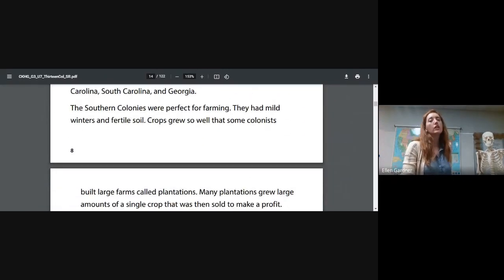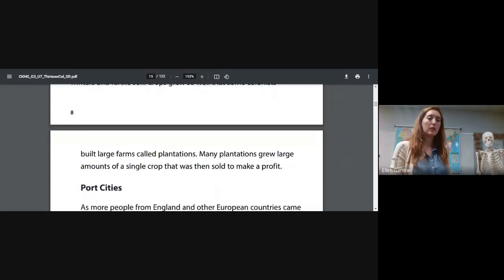So the southern colonies were perfect for farming. They had mild winters and fertile soil. Crops grew so well that some colonists built large farms called plantations. Many plantations grew large amounts of a single crop that was then sold to make a profit.